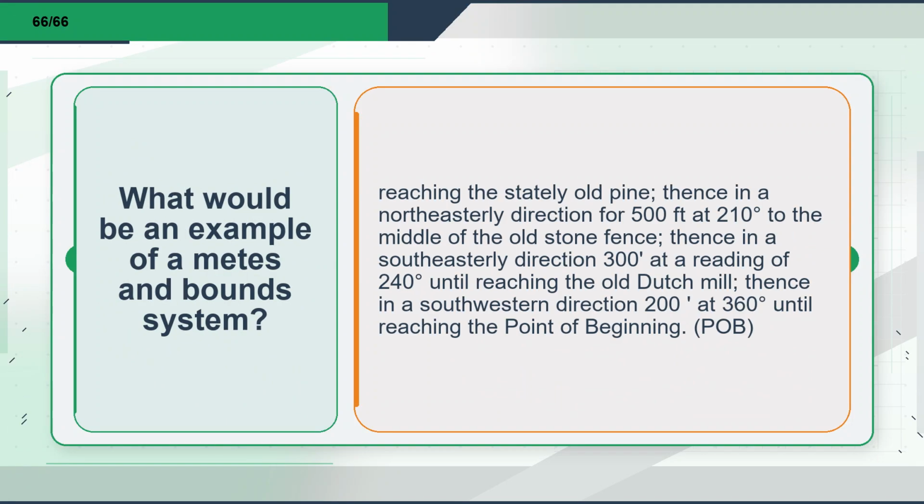Flashcard 66. Term: what would be an example of a metes and bounds system? Definition: reaching the stately old pine, thence in a northeasterly direction for 500 feet at 210 degrees to the middle of the old stone fence, thence in a southeasterly direction 300 feet at a reading of 240 degrees until reaching the old Dutch mill, thence in a southwestern direction 200 feet at 360 degrees until reaching the point of beginning, POB.